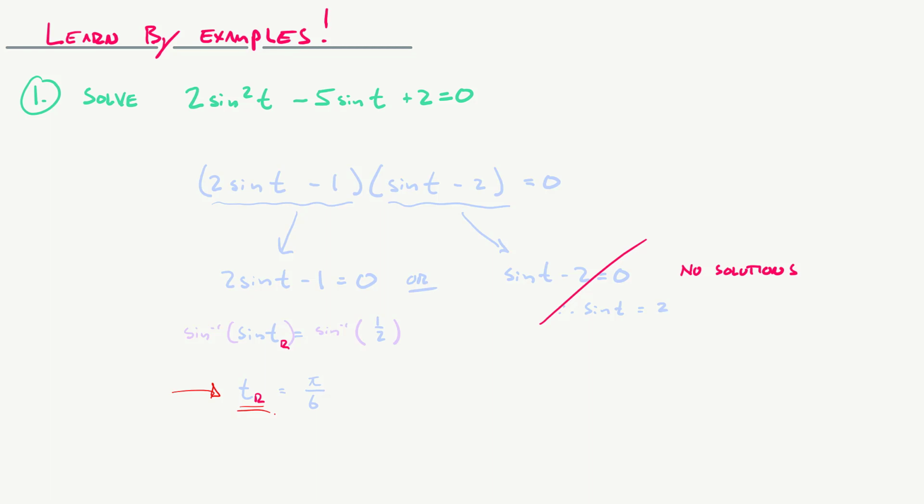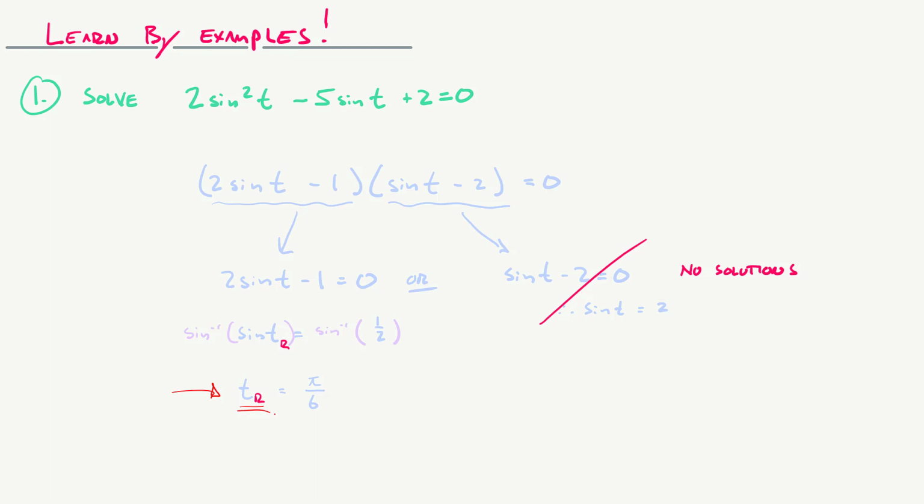Pi over 6 is a solution. Typically, trigonometric equations have multiple solutions. A lot of times, they have infinitely many solutions because trigonometric functions cycle, right? They're periodic functions. They always repeat themselves over and over again.